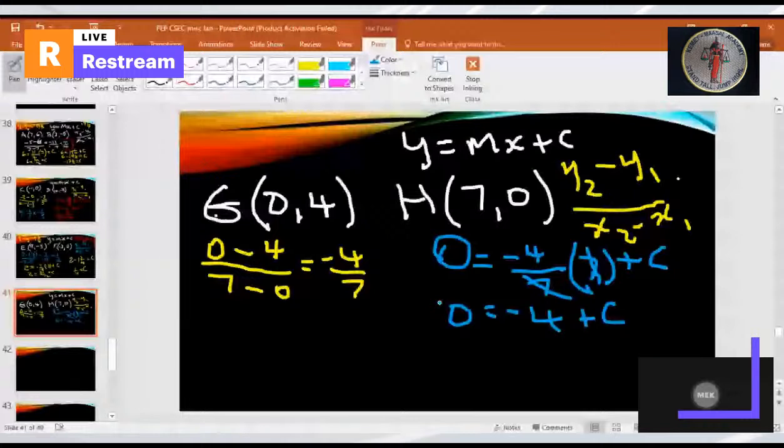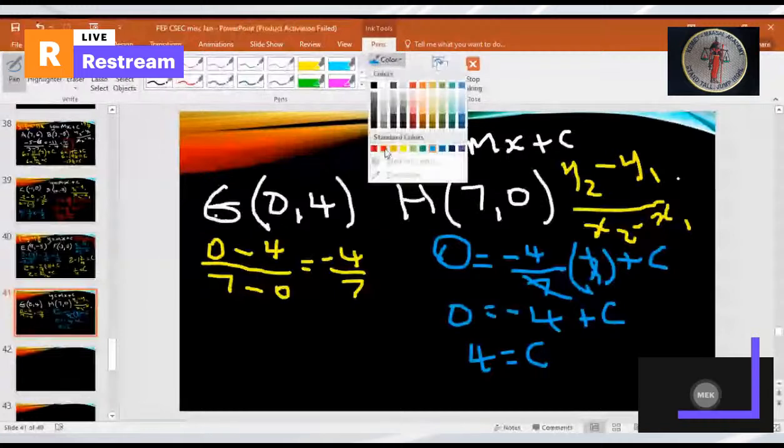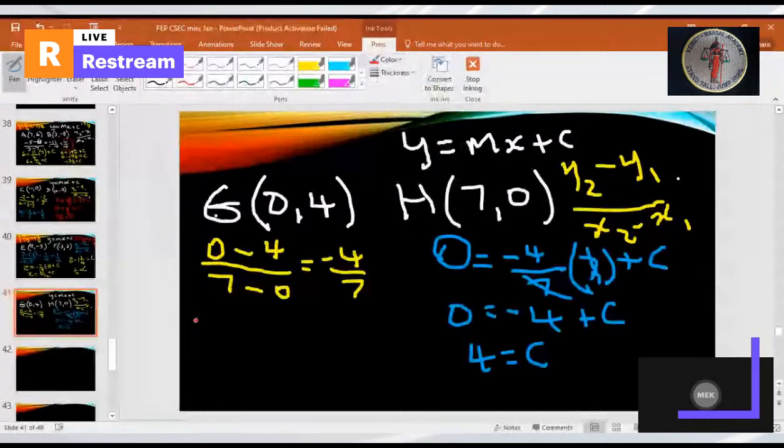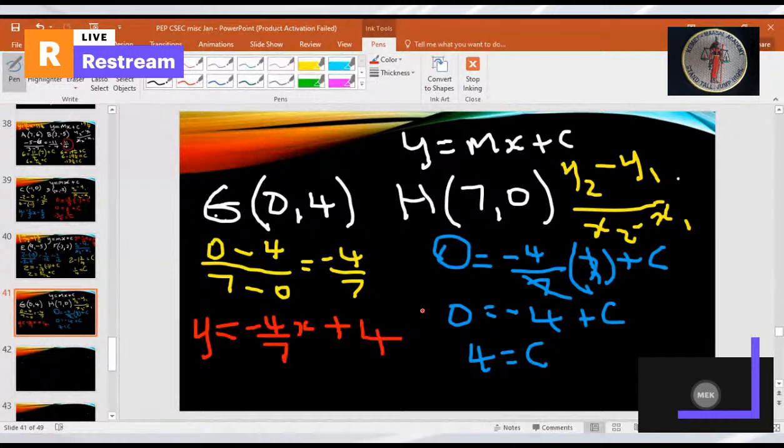C is 4. So we're going to put the gradient here, and put 4. So we rewrite the equation then: y is equal to -4/7 x plus 4. And that's our answer, the equation of the line.